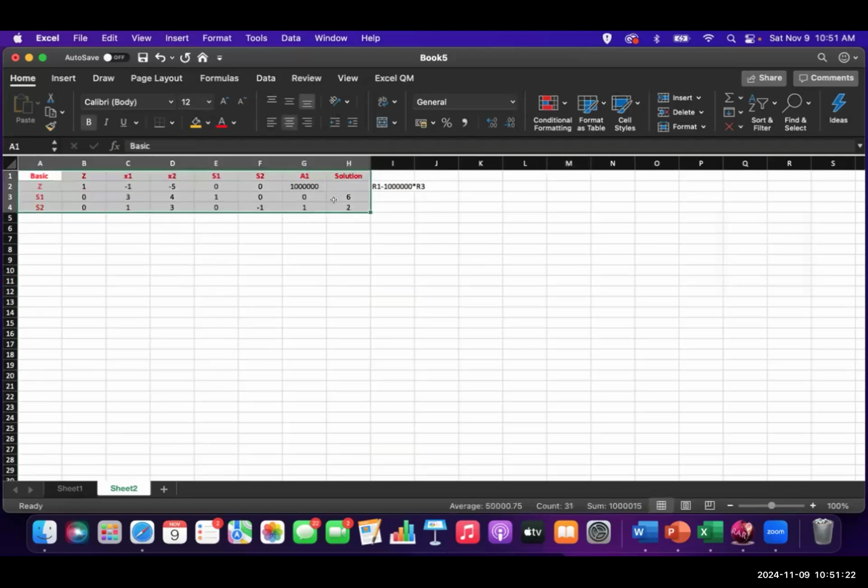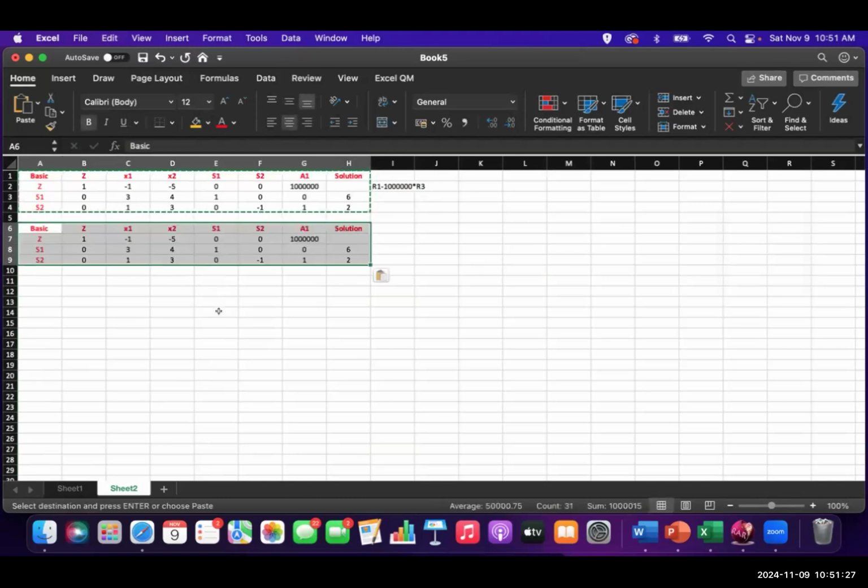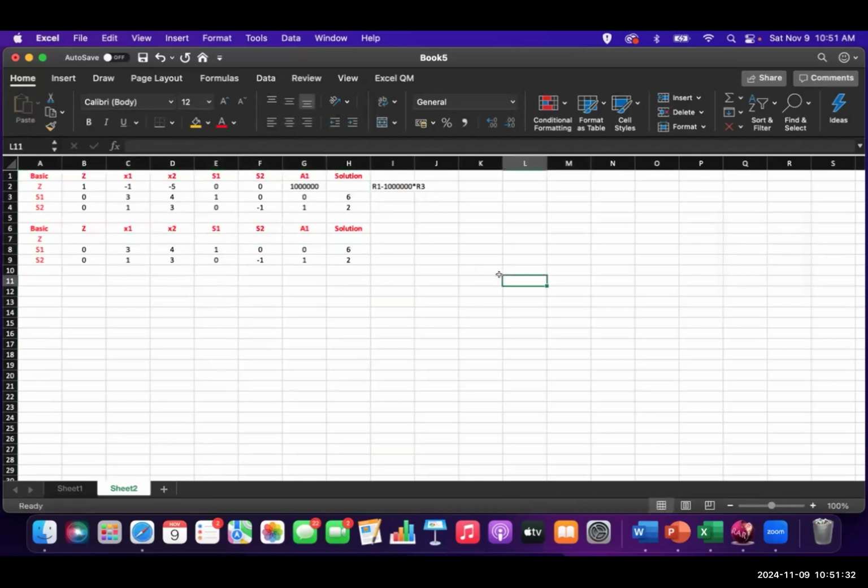So what I'm going to do is copy this one and paste it, but I will remove the first column because I want this 1 million to be equal to 0, by following this formula. According to our formula, it should be R1. So our R1 is this, and then minus the coefficient of A1, in this case the 1 million.